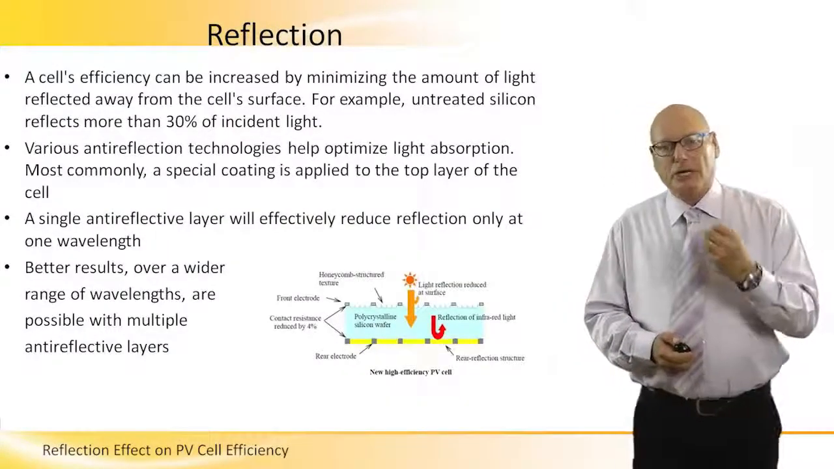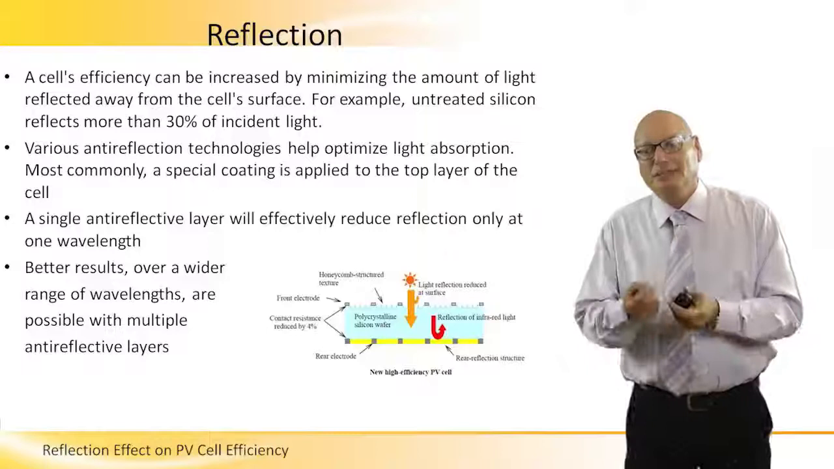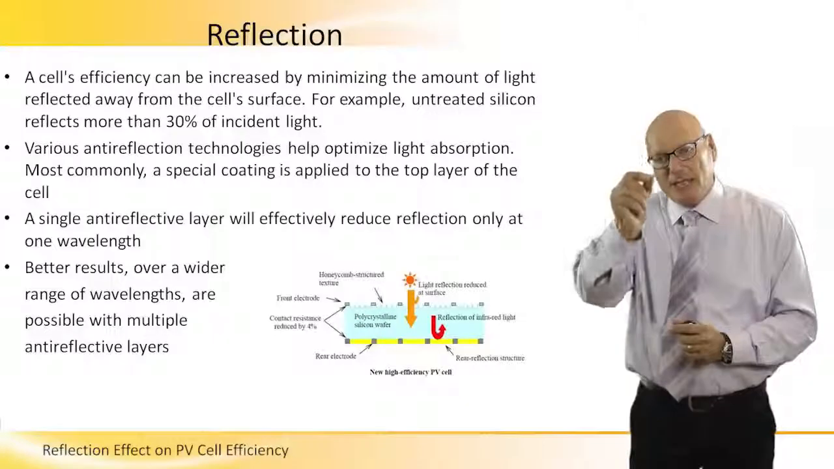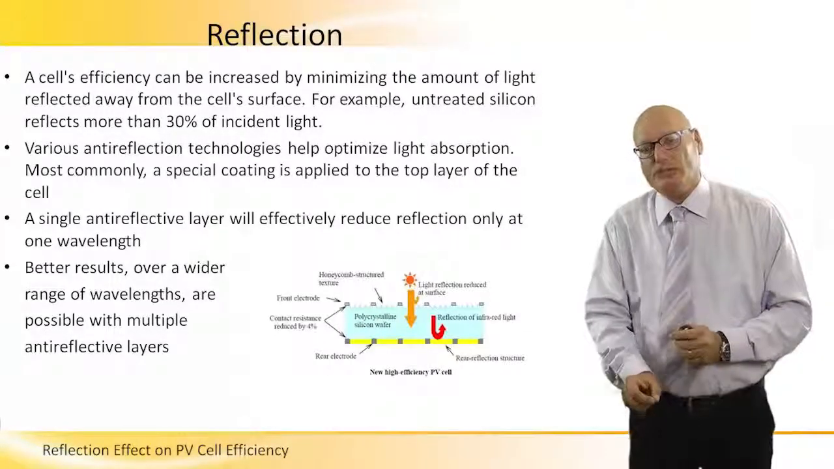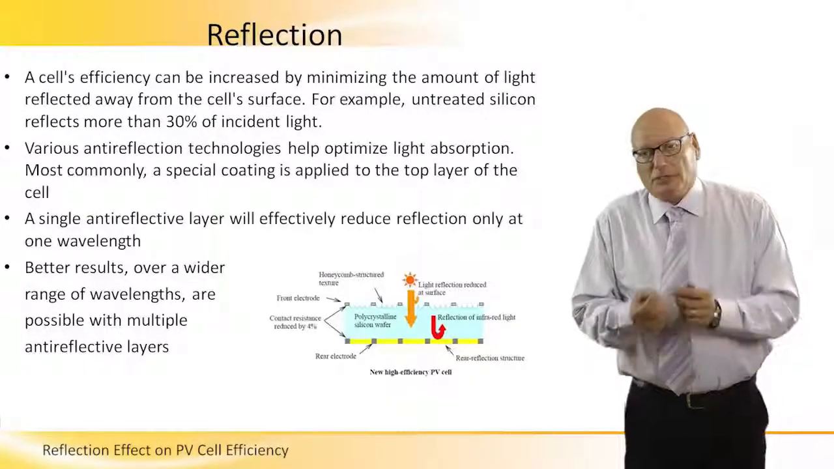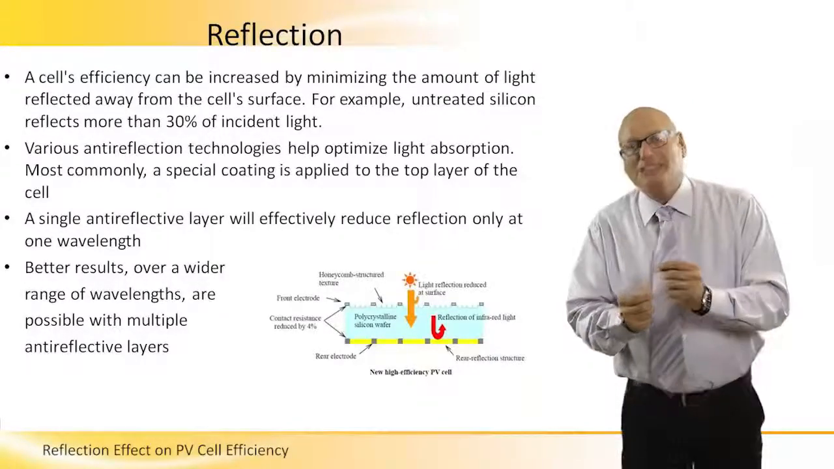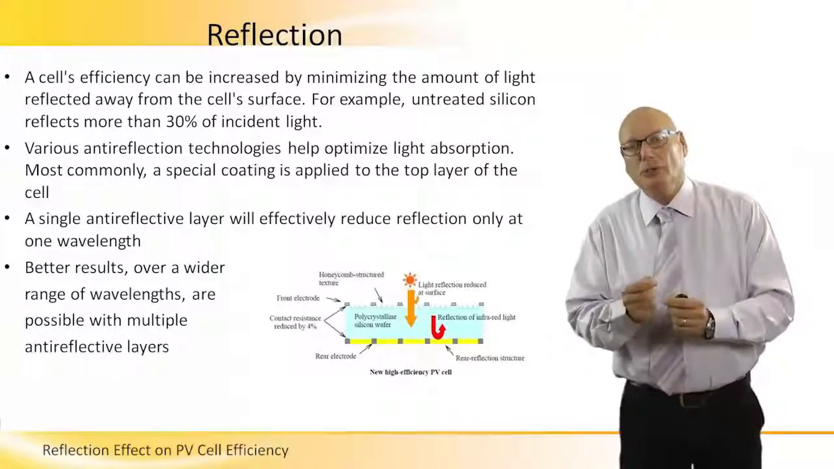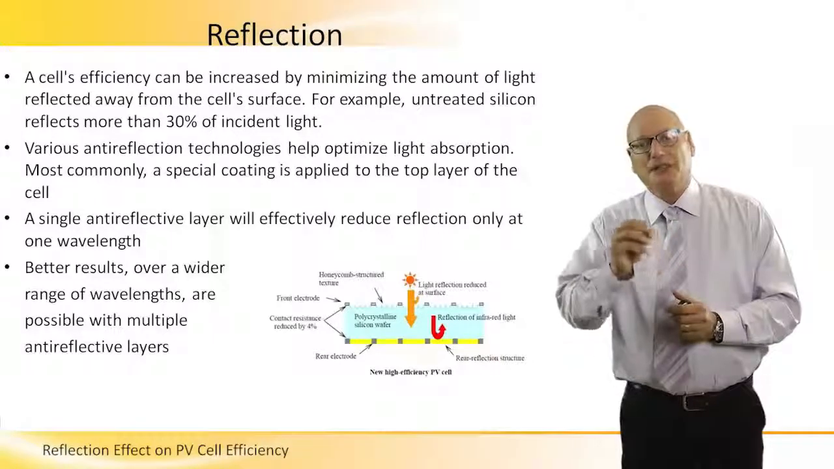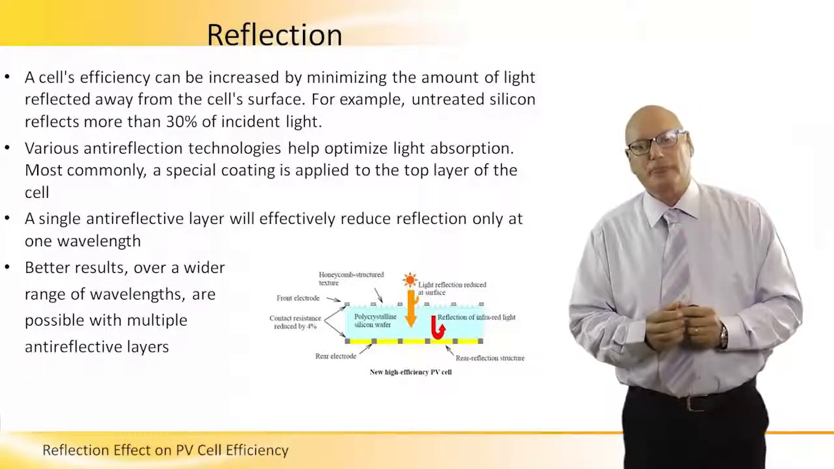Another parameter associated with loss of energy is reflection. It's an internal reflection within the cell itself. The light beam that gets into the cell is being reflected back out. The photons that are being reflected back out do not excite electrons and do not produce current. They are reflected back and out. Cell efficiency can be increased by minimizing the amount of light reflected away from the cell surface.